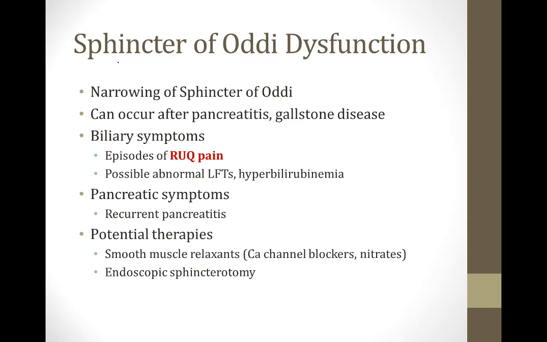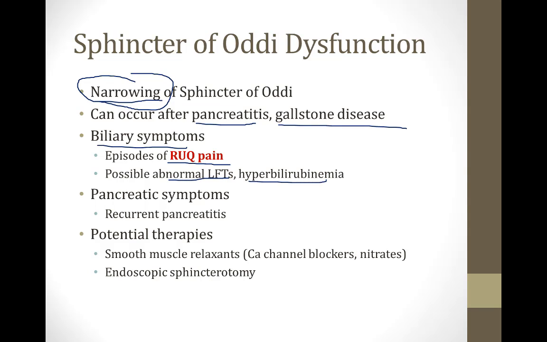There is a clinical syndrome that can occur when the sphincter of Oddi becomes dysfunctional. This happens when the sphincter of Oddi narrows. This can happen after someone's had a bout of pancreatitis or gallstone disease. The inflammation can result in a narrowing of the sphincter of Oddi. Patients who have this condition can develop biliary symptoms. They can get episodes of right upper quadrant pain. Sometimes they will have abnormal liver function tests or even hyperbilirubinemia. They also sometimes get pancreatic symptoms such as recurrent pancreatitis, and both of these are the results of poor flow of substances out of the biliary tree and the pancreas.